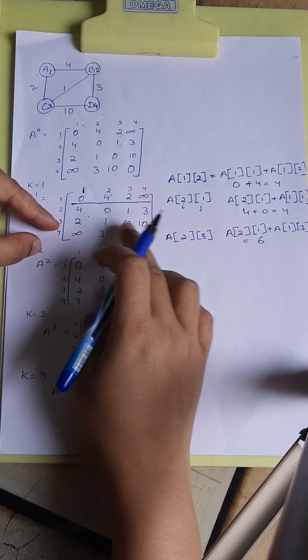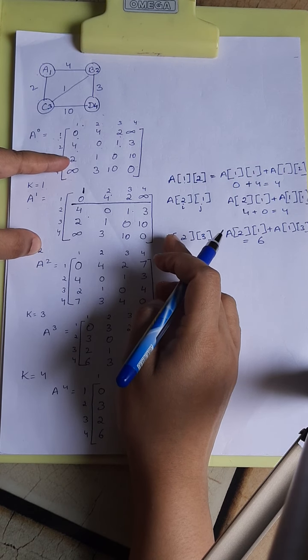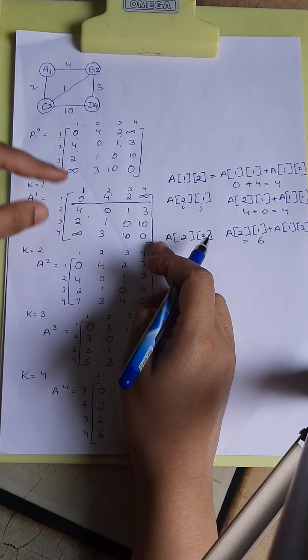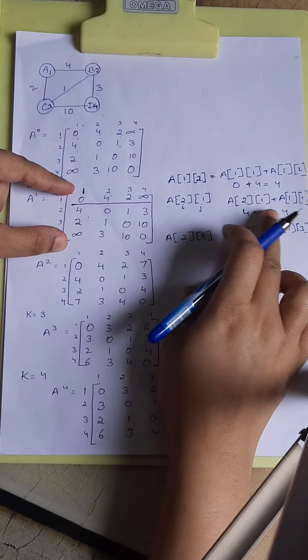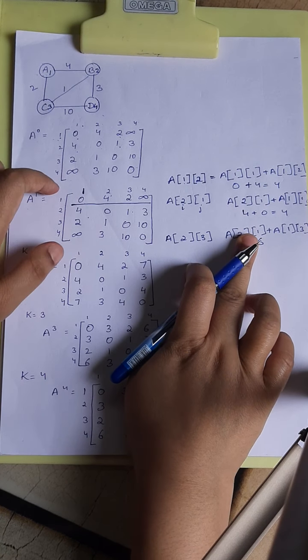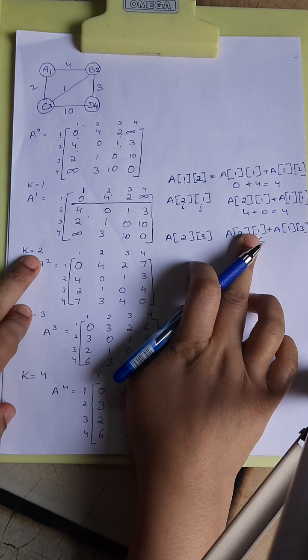Likewise, for the next rows also, if you can see, we will get the same values: 2 1 0 10, infinite 3 10 0, no difference. So we will calculate this by using this formula only, and you will get the same as it is. Next we will move on to k equals to 2.